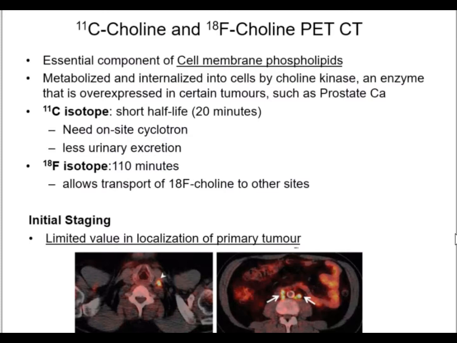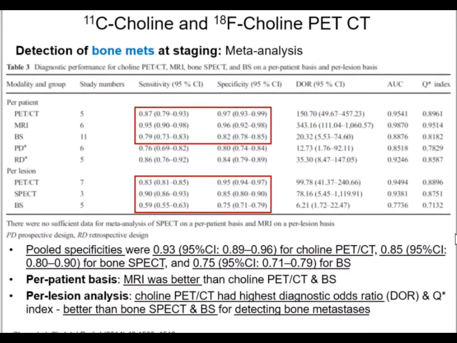Now, in terms of initial staging, there's limited value in localizing the primary tumor. So we know that for the primary tumor itself, it's not very good. Now, how does it compare with other imaging for bone mets? This is a meta-analysis on detection of bone mets at initial primary staging. Choline PET was compared with MRI, bone scan, and SPECT CT.